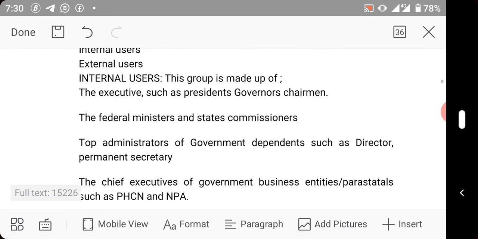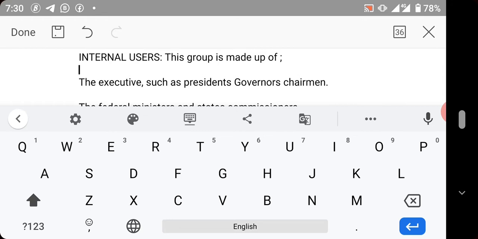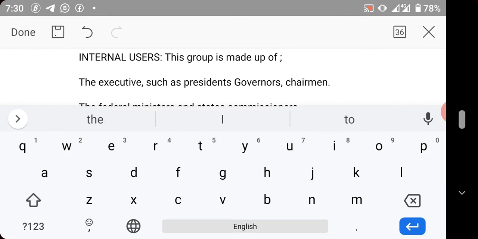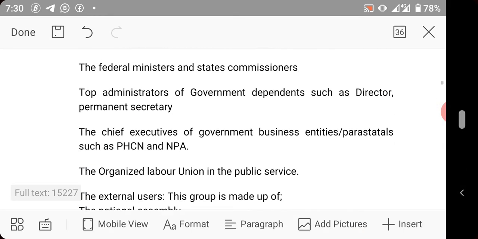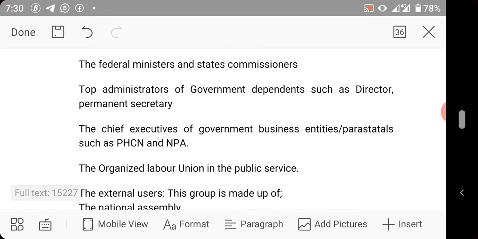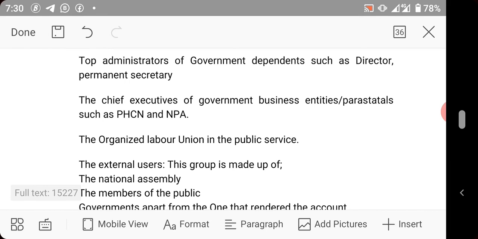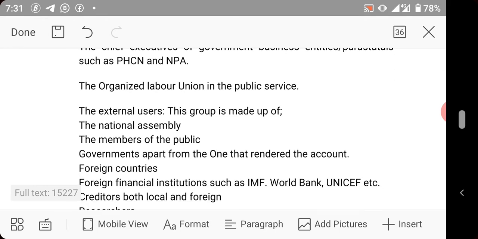So you can see it, the executive government, and you know the executives such as president, governors, and chairmen. The next one is the federal ministers and state commissioners, top administrators of government, and all that, the chief executive officers of government, the organized labor union.